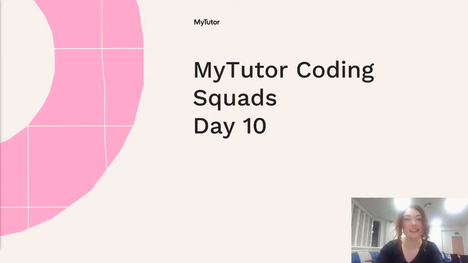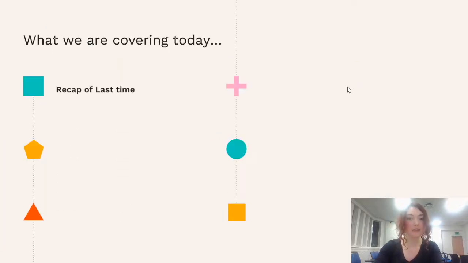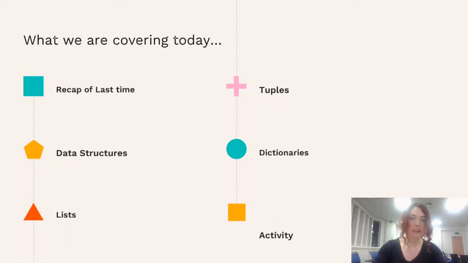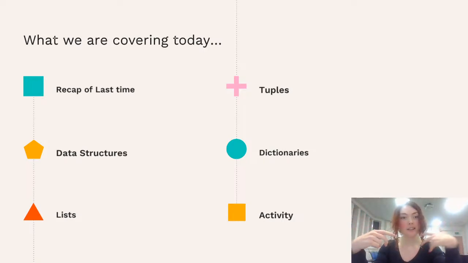This is day 10 of our coding squads, and to show you what we're going to look at, well, as always, we'll do a recap of last time, and we're going to look at data structures. We're going to look at the basic data structures in Python and how you can use them. Specifically, we're going to look at lists, tuples, and dictionaries. And because a lot of you guys said that you liked making games, I think the most popular game that we made was the Totally Not Pokemon game. We're going to make a game today, using the list, tuples, dictionary stuff that we're learning from today.